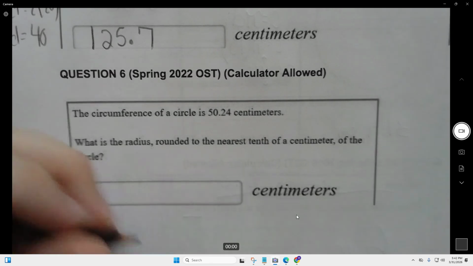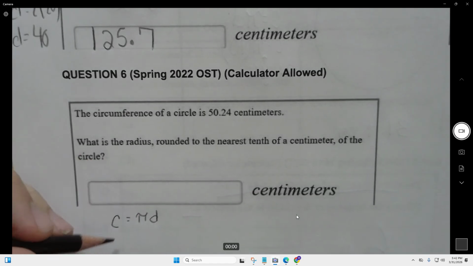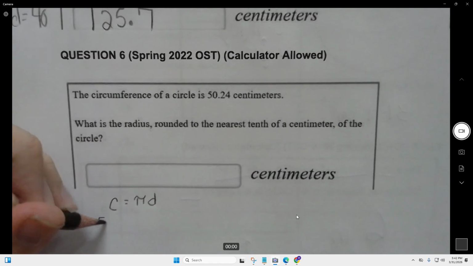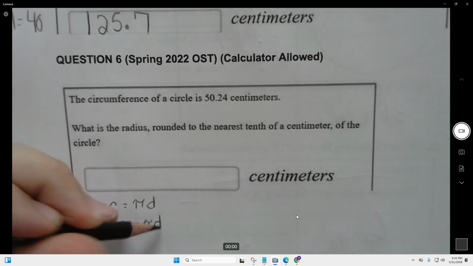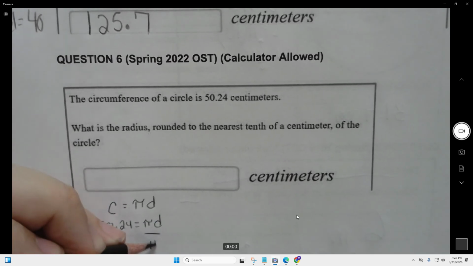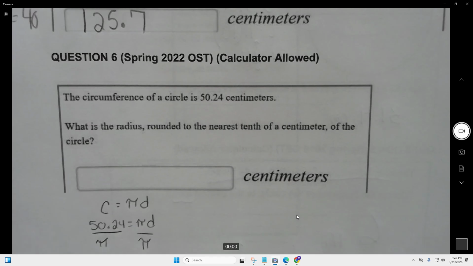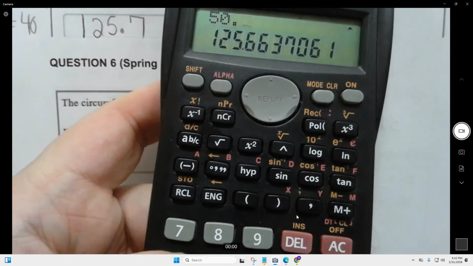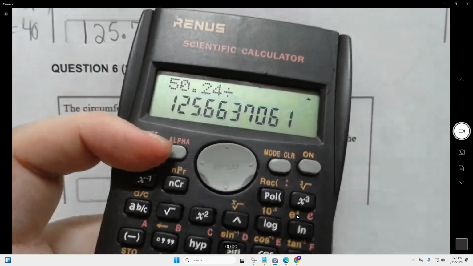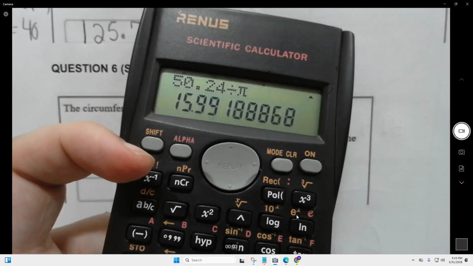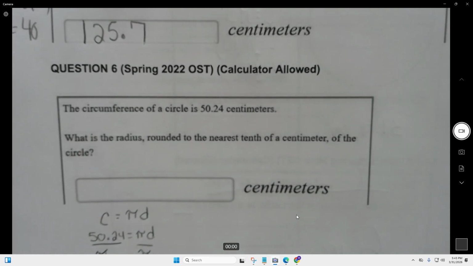So again, the circumference is pi times diameter. Cherry pie delicious. We know circumference is 50.24 equals pi times diameter. How did we do this last time? We divided each side by pi. So you get 50.24 divided by pi. And you get 15.99.